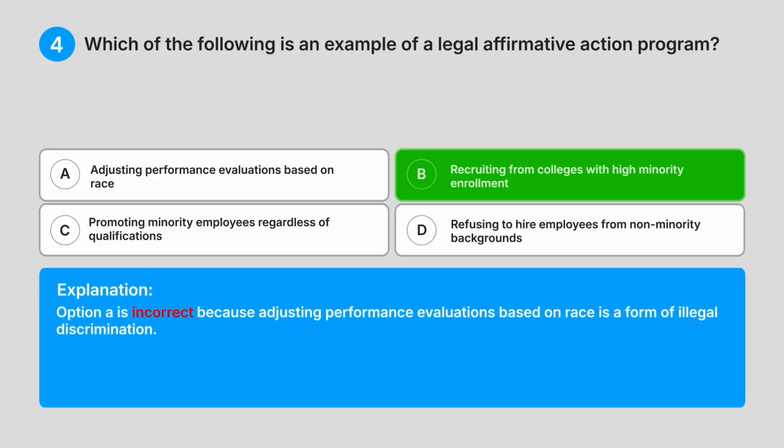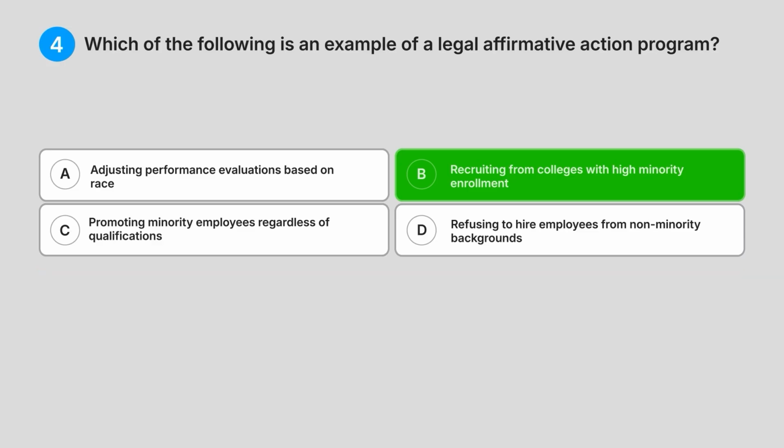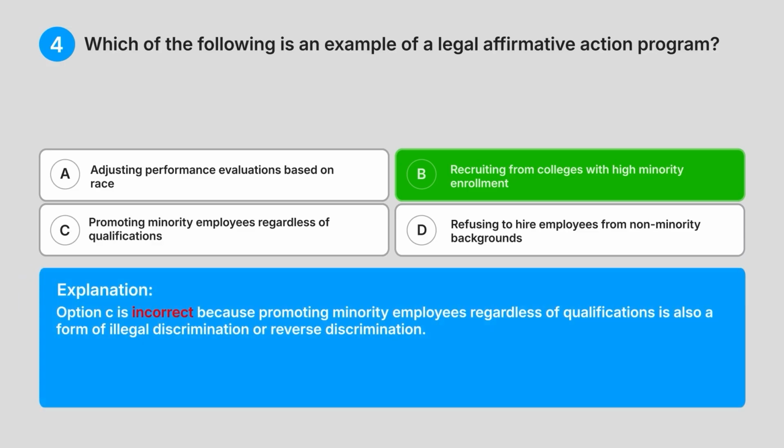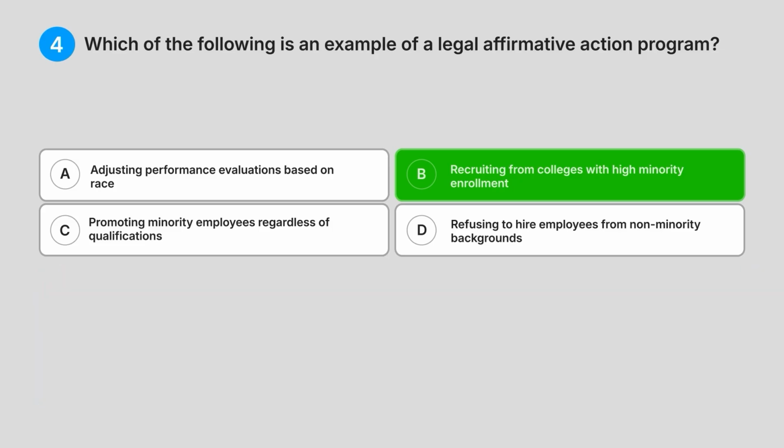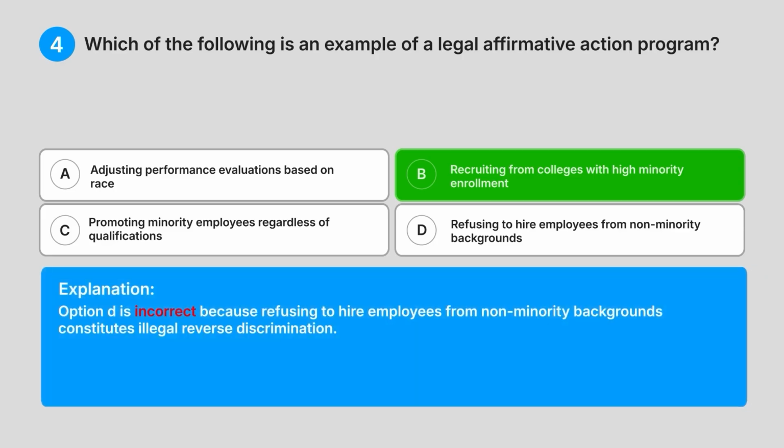Option A is incorrect because adjusting performance evaluations based on race is a form of illegal discrimination. Option C is incorrect because promoting minority employees regardless of qualifications is also a form of illegal discrimination or reverse discrimination. Option D is incorrect because refusing to hire employees from non-minority backgrounds constitutes illegal reverse discrimination.